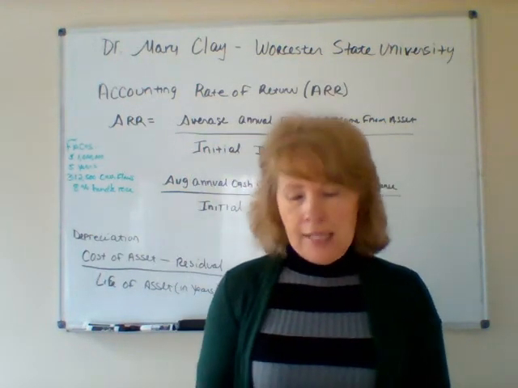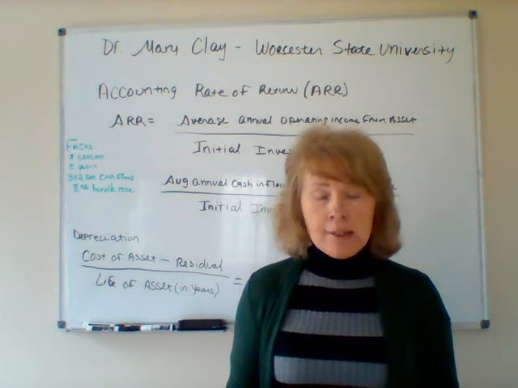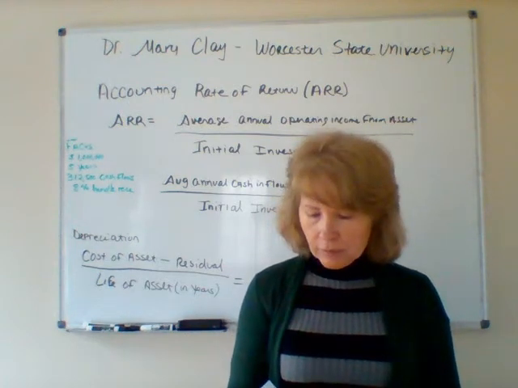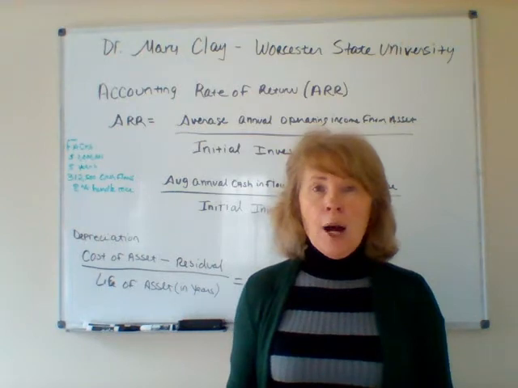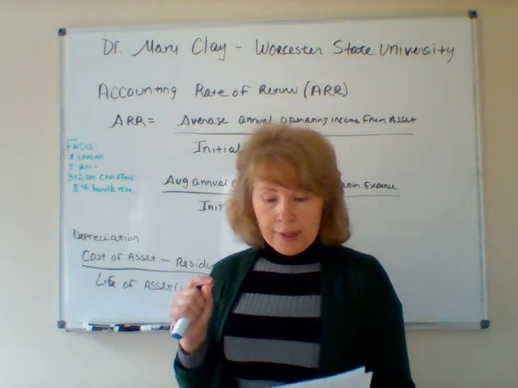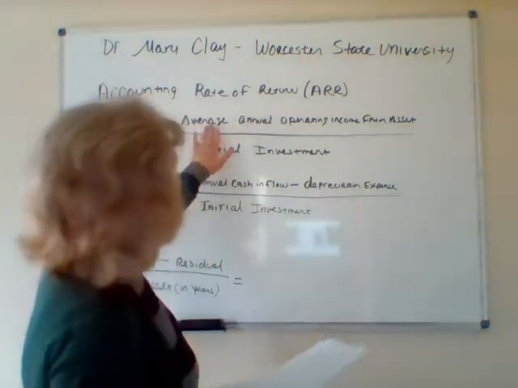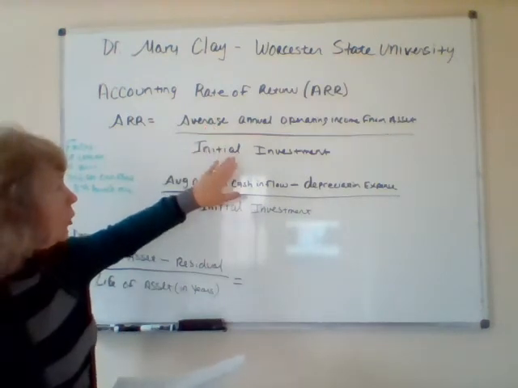Hi everyone. In this video we are going to go over another capital budgeting technique called the accounting rate of return. The accounting rate of return focuses on operating income. You are going to figure out the average annual operating income from the asset. You will divide by the initial investment.